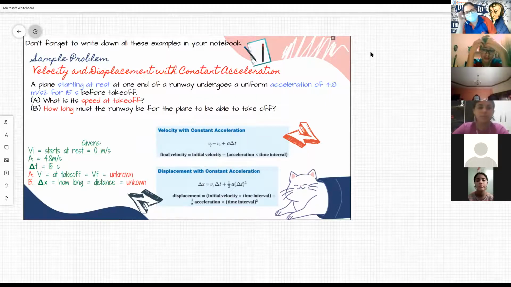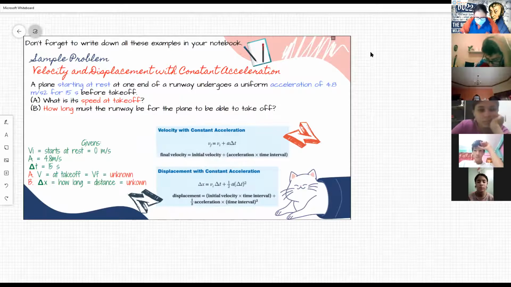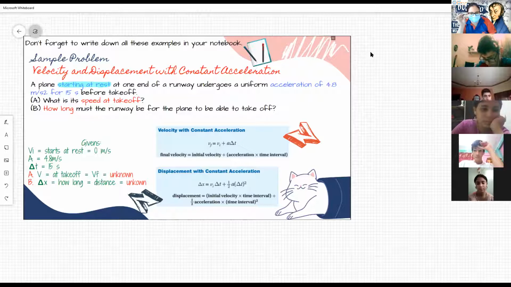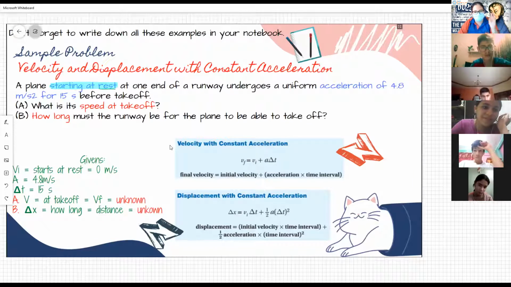So let's work with the data first. That's the most important step. So let's see. It says a plane starting at rest. What's the data the problem is giving me at that point? Starting at rest. What does the word rest mean in physics? Zero. Zero what? Velocity, initial velocity, final velocity, distance, time? Zero what? What means rest? Initial velocity. Initial because it says starting.